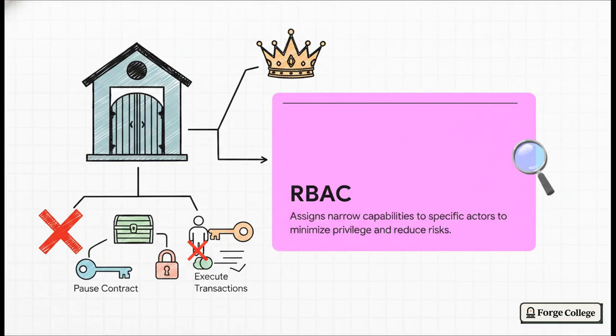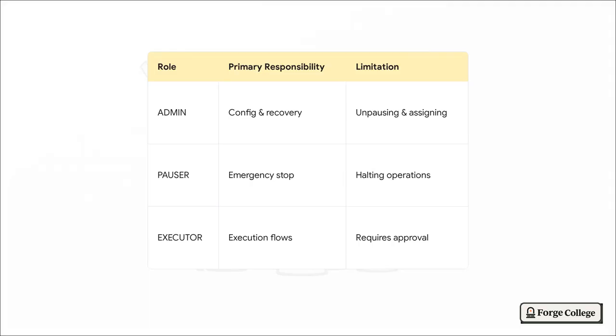keys to execute transactions. And here you can see exactly how we map 3 specific roles to their exact privileges. The admin role, that's our top-tier configuration gate handling recovery. Then we have the pauser role, which is incredibly narrow. It literally only exists to hit the emergency stop button, nothing else. And finally, the executor role is the only one permitted to actually push through multisig-approved transactions.